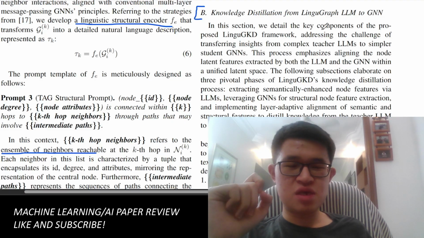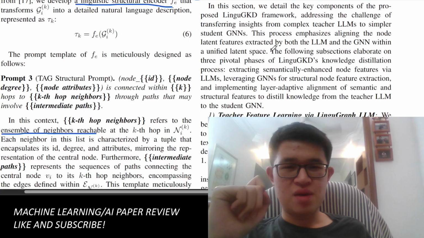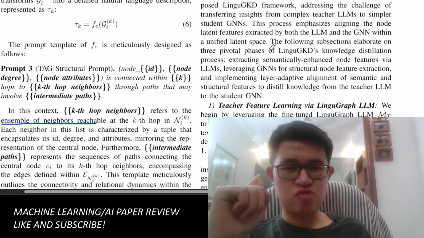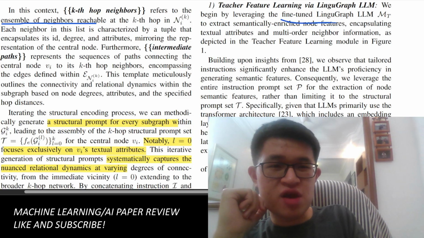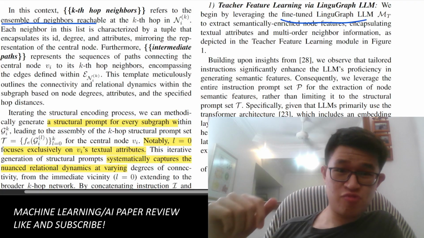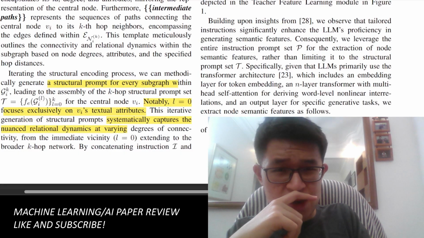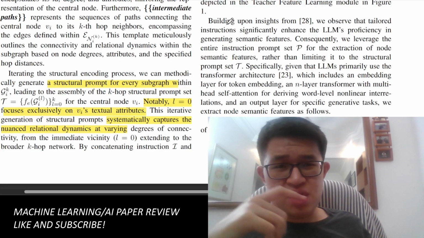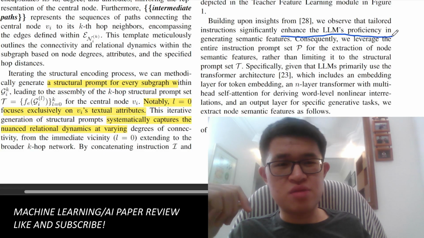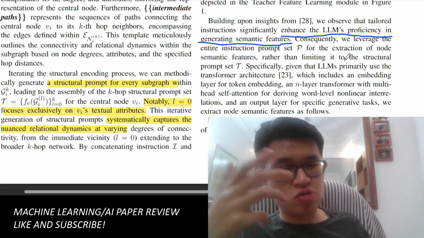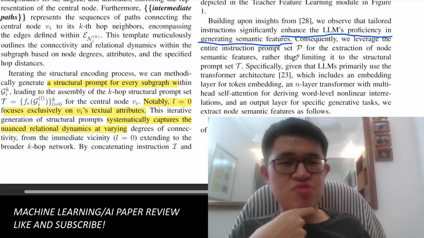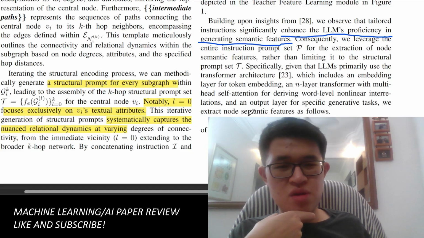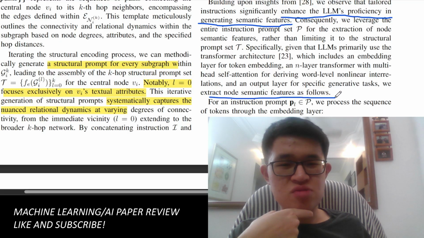So, the key components of the framework. Let's get to the interesting part, the juicy part. First, use the fine-tuned LLM, the teacher model. They observe that the instruction significantly enhances the LM's proficiency in creating semantic features. Consequently, they use the entire prompt set for extracting node semantic features rather than limiting it to the structural prompt set. Given the LMs use the transformer architecture, we extract the node semantic features as follows.